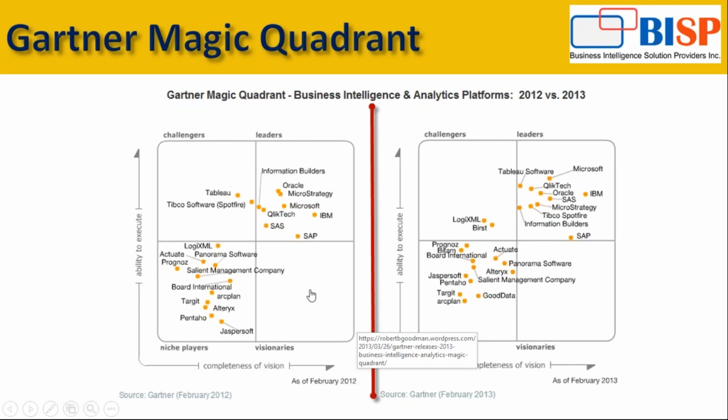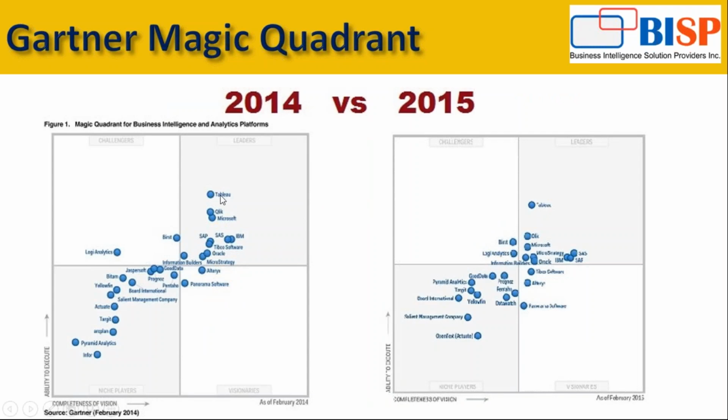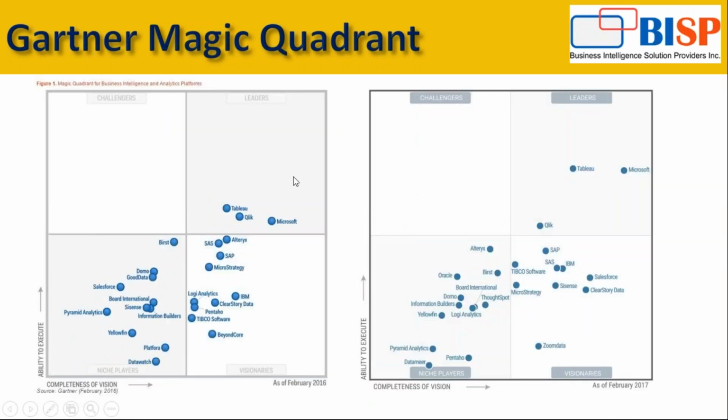If you see, during 2012 and 2013, Microsoft was in the Leaders quadrant. Then in 2013, Microsoft came in higher. In 2014, Tableau and QlikView took over the positions. And in 2015, again QlikView and Tableau.